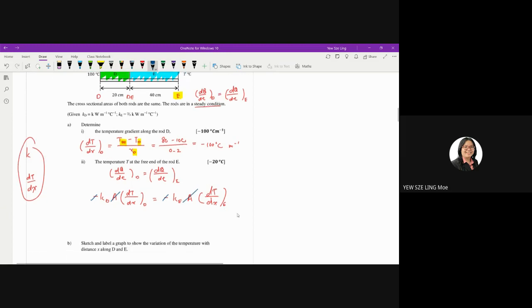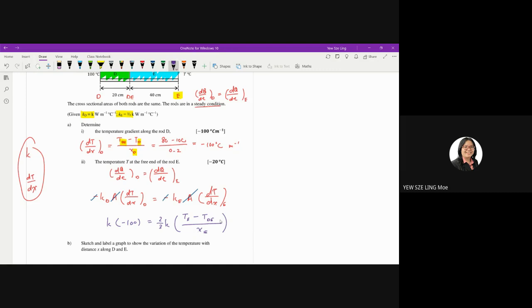Next, I want to include the values and expand the equations. So k_D, according to the question, is equal to k, and k_E is equal to 2/3 k. So I'm going to substitute k right here. dT/dx for D, I have the value already from question 1. So negative 100 equals, now k_E is 2/3 k, and then dT/dx for rod E: T final is my T_E, right? Minus T_DE divided by x_E, the length of rod E.